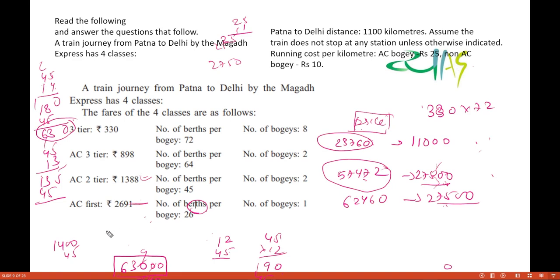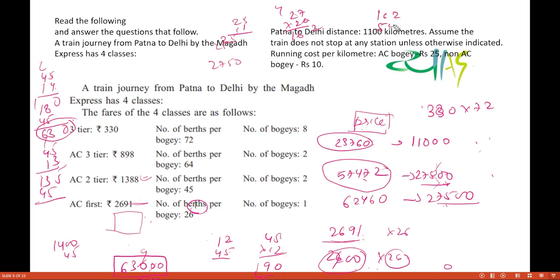Okay, now let's just calculate for this one, 2691, and the number of berths is 26. So let us take this as 2700. Okay, 2700 into 26. Fine. So we have this as 27 into 26. 7 sixes are 42, 4 and 2 carry, 2 sixes are 12, 12 plus 4 is 16.